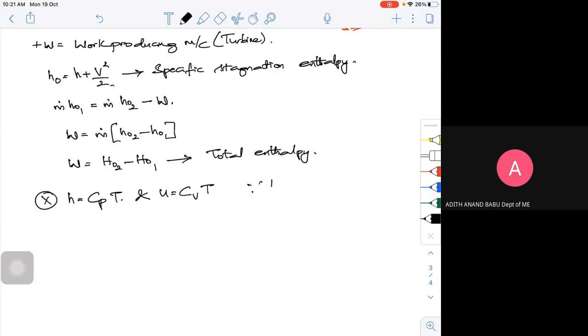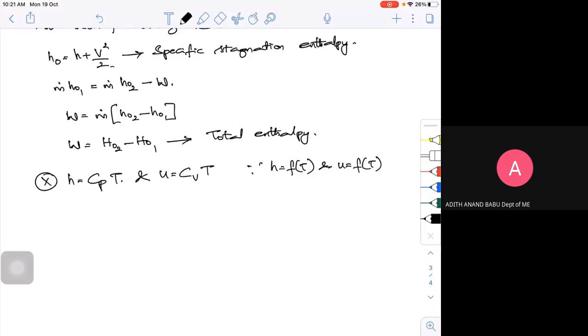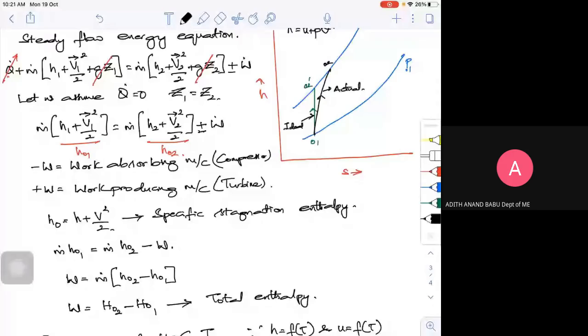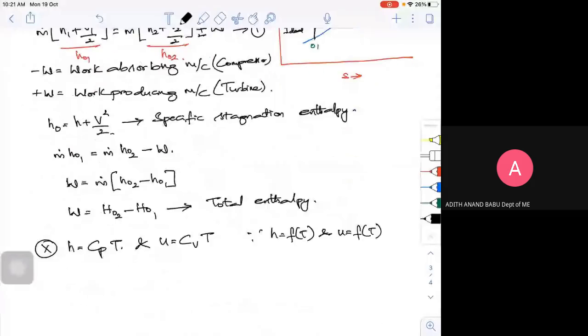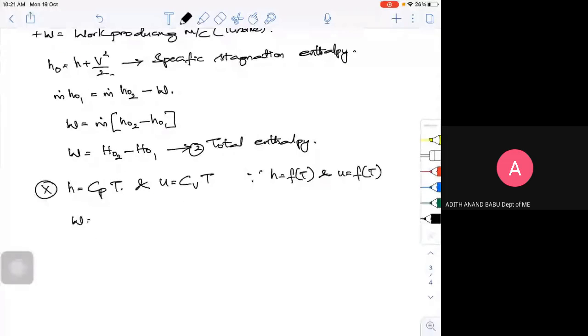Because H is a function of temperature and U is a function of temperature. So now if you try to write this in terms of temperature, if I call this expression number 1, and this expression number 2, then the work done can be written as W is equal to m dot Cp into T02 minus T01. So what is this T02 and T01?